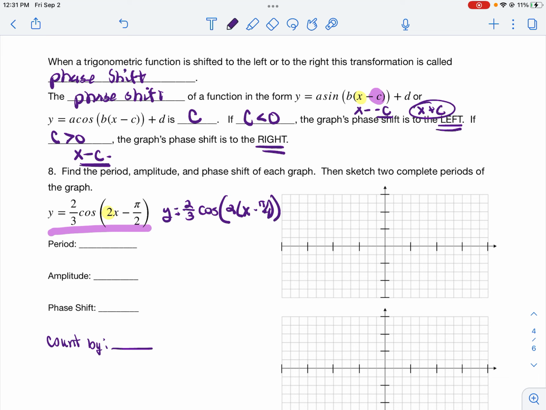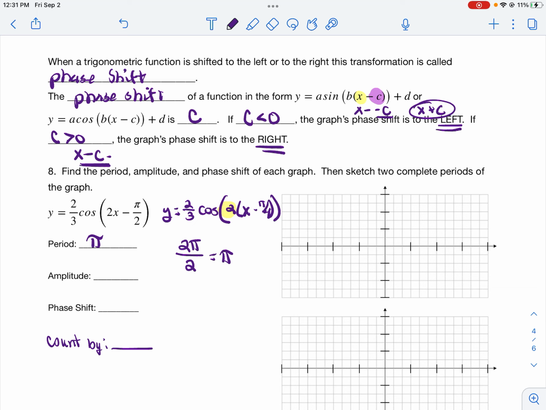Parentheses. So that is our transformation form of this function, and that helps us. Now we can easily identify our different transformations that we're going to focus on. So I'm going to be looking at this transformation form. To find my period, remember that the b value affects our period. So our period is going to be the standard period for cosine, which is 2 pi, over our b. So this is going to be a period of pi.